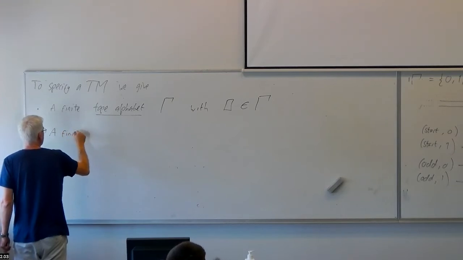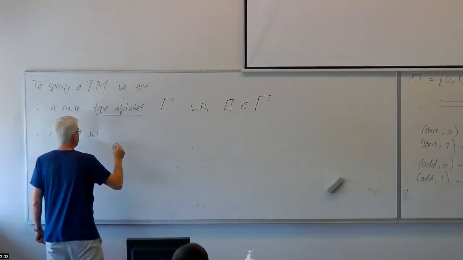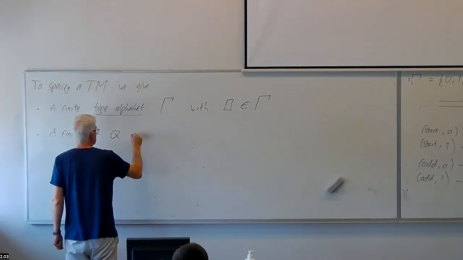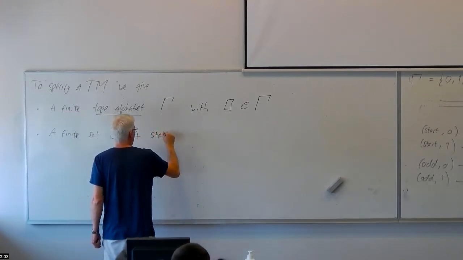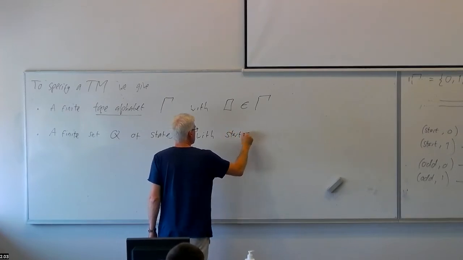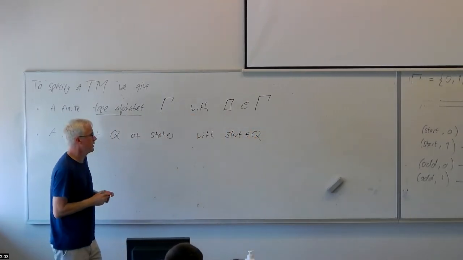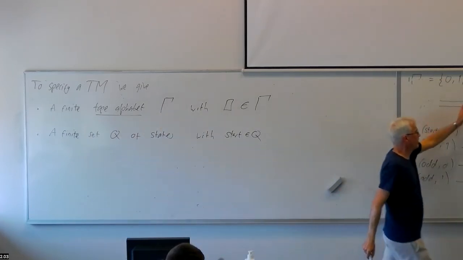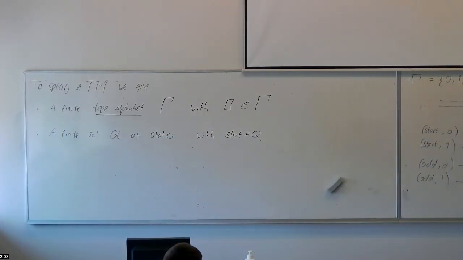Finite set Q of states, which always contains the start state. You might think you would always want to accept and reject, but we're not going to insist that those are always there. One of the nice things about Turing machines is that they're a little bit flexible in what you can do with them.